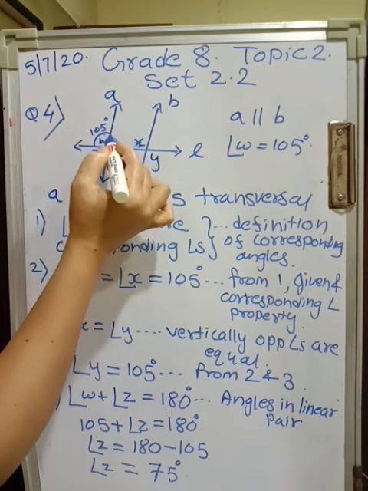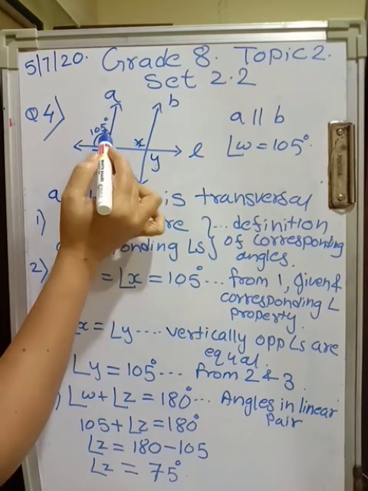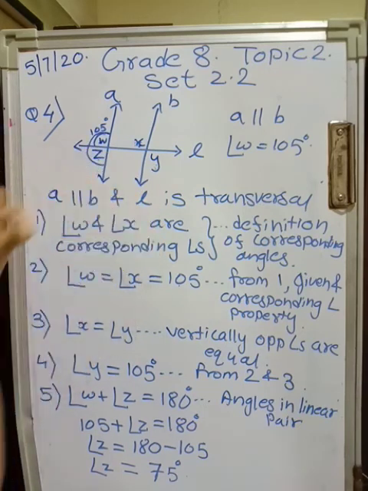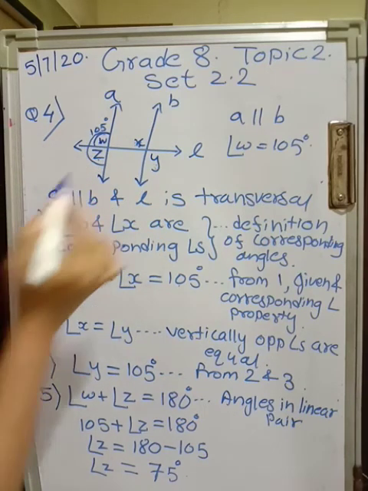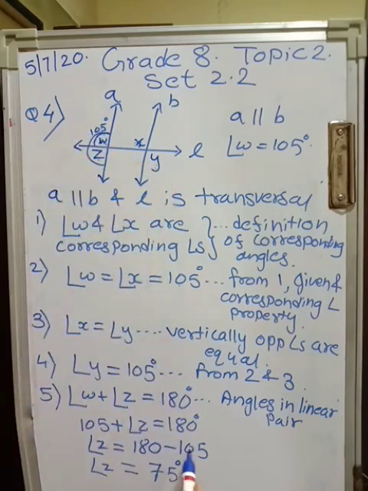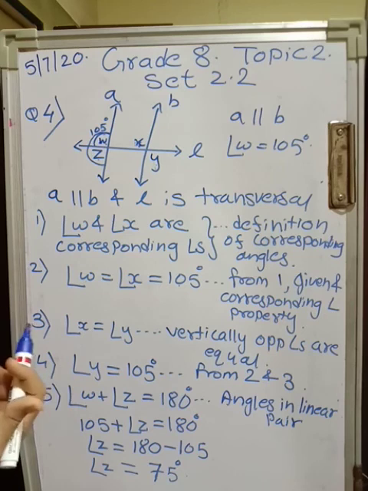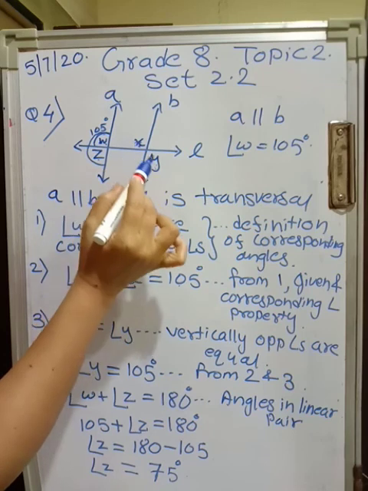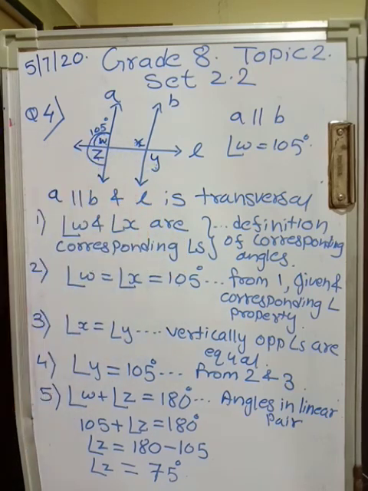Now, consider angle W and angle Z. They are angles in linear pair. See this angle? This is complete 180 degree. And therefore, if one is 105, another will be 180 minus 105. And therefore, angle Z becomes 75 degrees. So, to save your time, I have just written. You can pause the video and take it down. Alright. So, I hope it is clear which properties we have used. First is corresponding angles, then vertically opposite angles, and then angles in linear pair.